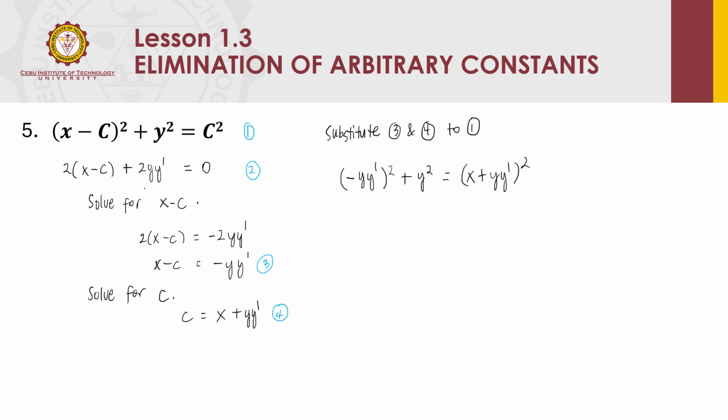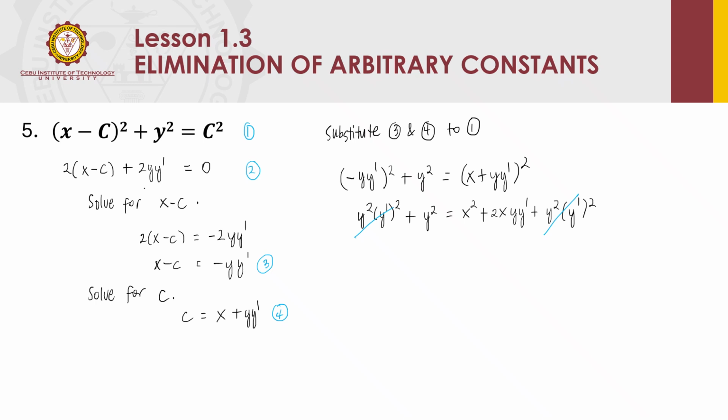So we have y squared times the square of y prime, plus y squared, and then on the right side from the square of a binomial, it's x squared plus double the product of the first term and the second term, and then the square of the second term, so we have y squared times the square of y prime. Again, we can set this to 0 since we can subtract them.